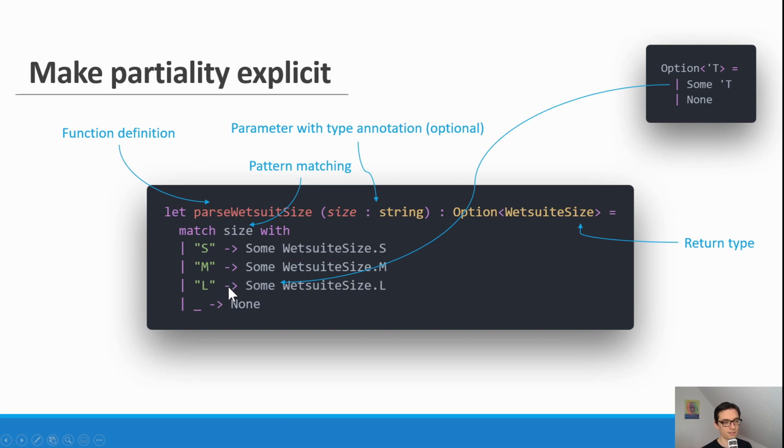So in all those cases, we actually found a wetSuitSize, we were able to parse it, and then we return a sum of the wetSuitSize. And in all other cases, this is what the underscore here means. So in all other cases, we return none. In the L case, we have the sum, which is kind of a constructor function for the sum case. With this function, we are actually creating an instance of the option type, and we put the wetSuitSize L in here. And as I just said, in all other cases, this function is returning none.